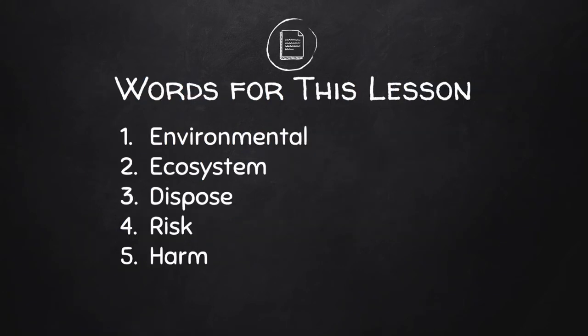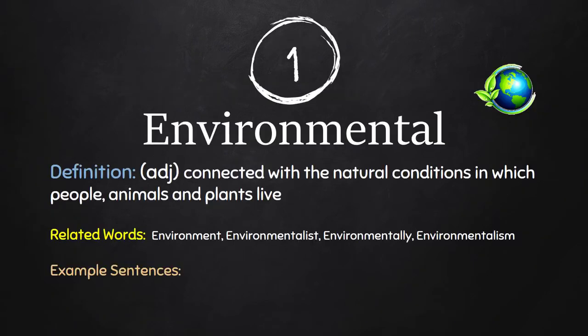the words. The words that we'll cover in this lesson are environmental, ecosystem, dispose, risk, and harm. You probably know some of these words, but remember, we want to learn the collocations, which words they go with together, to be able to use these words in a natural, high-level way.